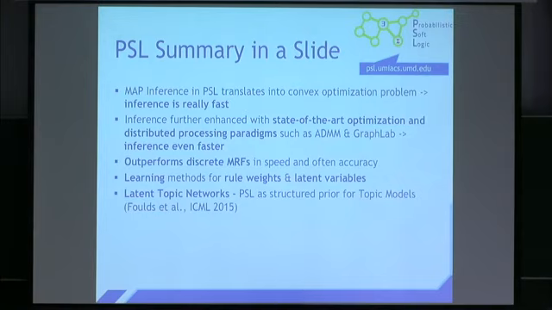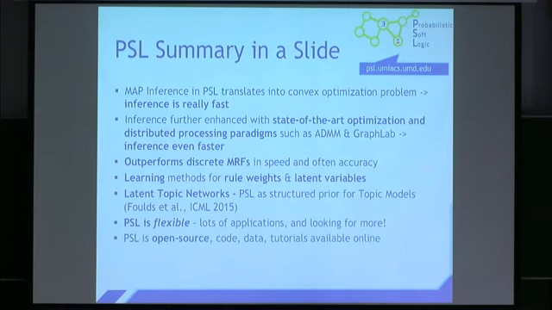I haven't talked about it, but there are methods for learning the weights and latent variables. And the thing that is so far the most Bayesian that we've done with these is we've used PSL as a structured prior as input to a latent topic model. This is a way that you can condition on all kinds of rich co-author information and other kinds of network information and make things scalable. There are lots of applications, and it's open source. We have tutorials and so on online.